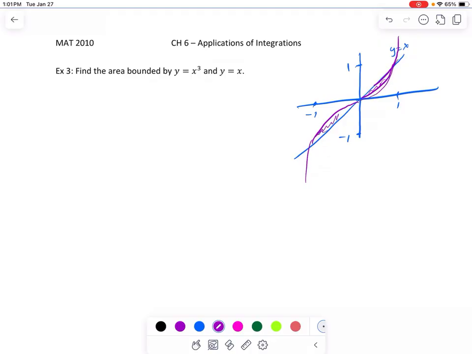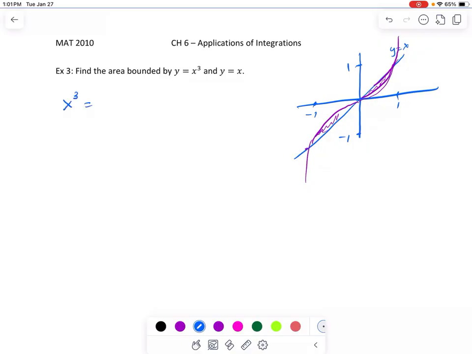So we have 3 points of intersection, if you notice. So our first job is to find the point of intersection. Even if you didn't draw this, it's okay, you have to find the points of intersection. How do we do that? We set them equal to each other. So we say x cube is equal to x.